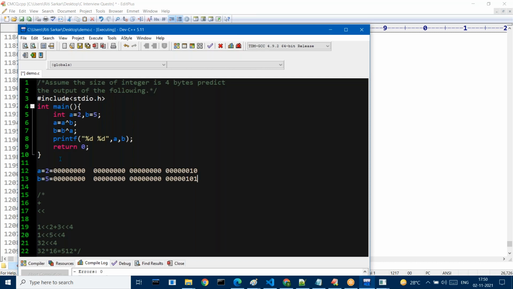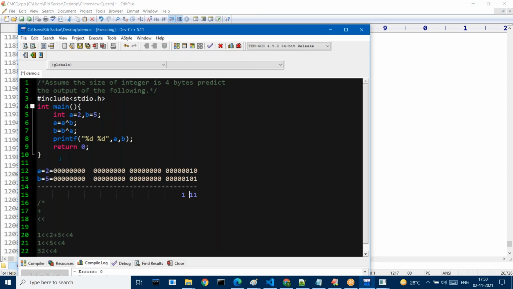1 1 5. Next, XOR means same gives us 0, alternate gives us 1. 1 0 alternate 1, 1 0 alternate 1, 1 0 alternate 1, remaining all are zeros. This is what you are getting after the first one, and that value is assigned to A.